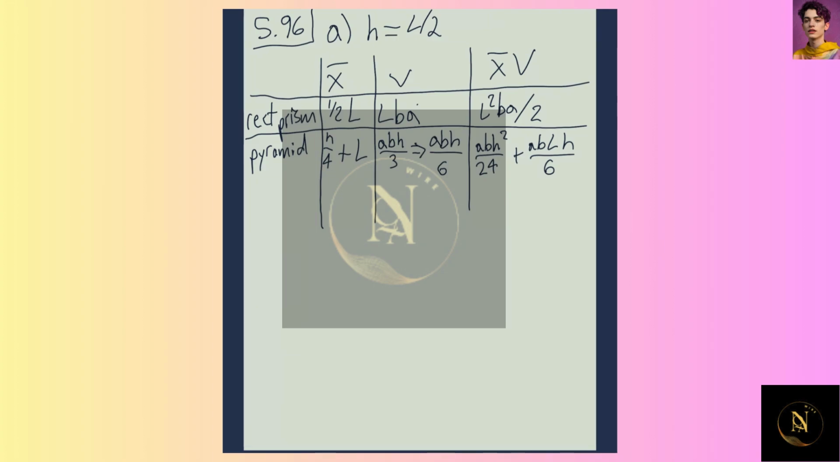And now that we know the centroid times the volume of each object, we can plug into this equation where the centroid of the entire object is equal to the sum of the volume of its parts, which is equal to the sum of the centroid of each part times the overall volume.